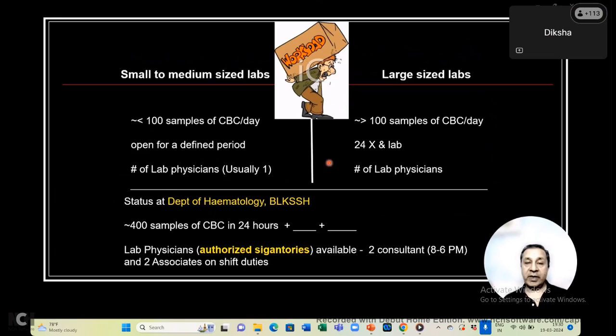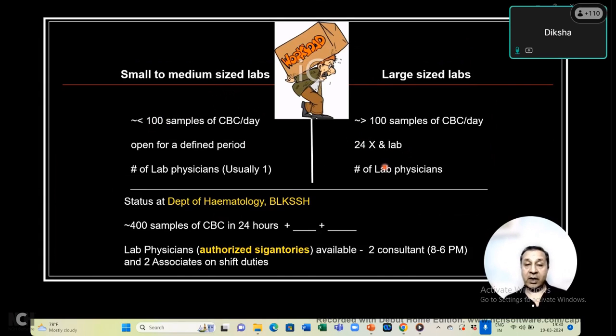So let me take an example from my own laboratory. When we talk about NABL, what does NABL tell us with regard to workload and how does it define various laboratories? For example, small to medium-sized laboratories are classified as the ones which have less than 100 samples a day, or maybe less than 400 samples a day. And large laboratories are the ones which have more than, say, 100 CBC samples, more than 400 samples a day as a lab.